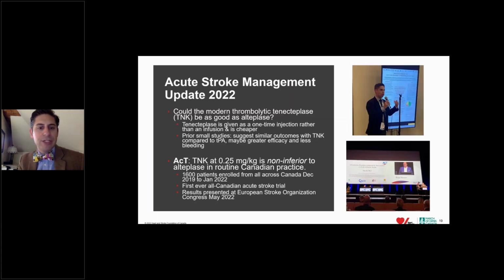What are the updates for 2022? Well, I alluded to the idea of the newer thrombolytic agent tenecteplase, or TNK. Might it be as good as, or even better than, alteplase, the drug that we've had for 30 years? Why the interest in tenecteplase? Well, it's given as a bolus, a one-time push injection rather than an infusion that takes an hour to run in. And in some environments, including in Canada, it's actually cheaper. Prior studies suggested that it might be just as good, if not better, maybe with better efficacy and less bleeding.